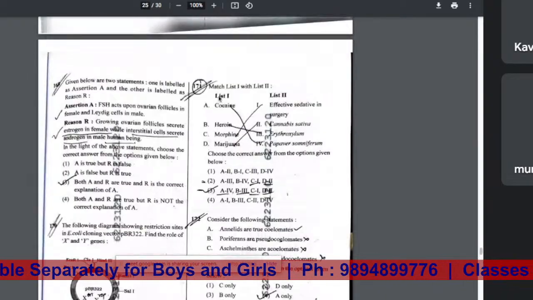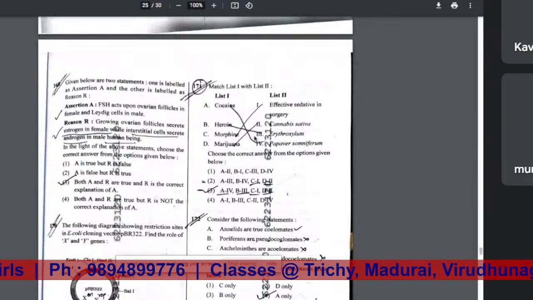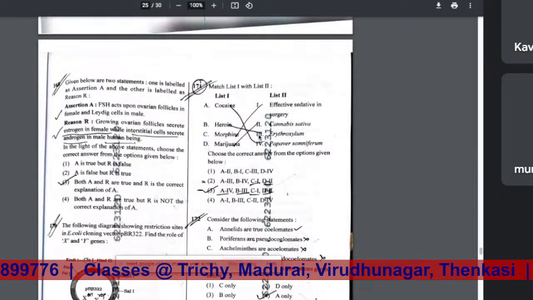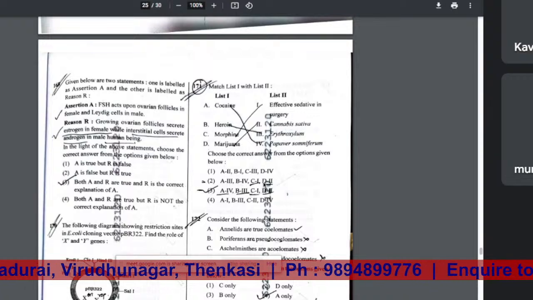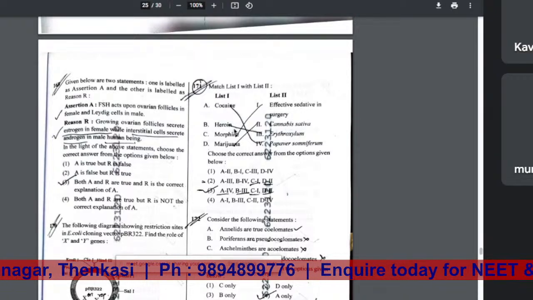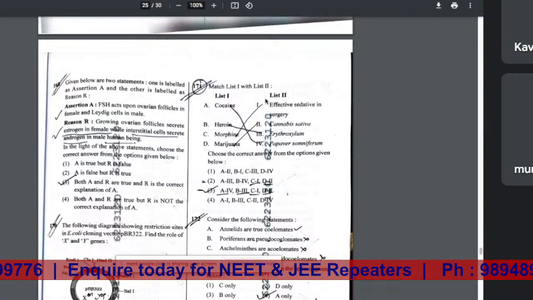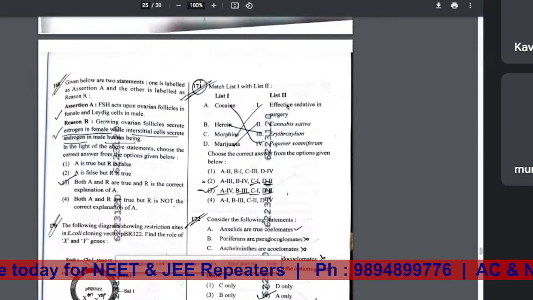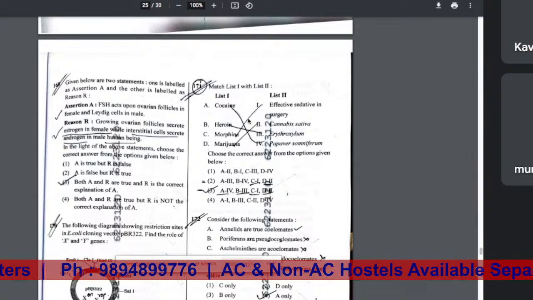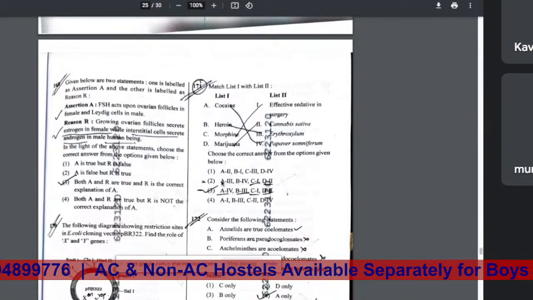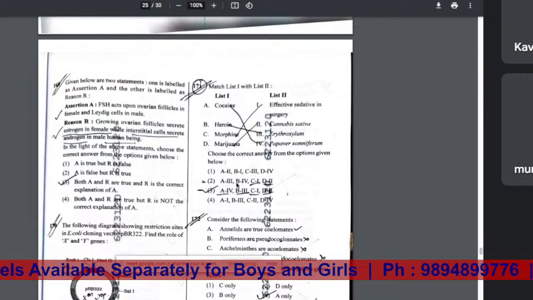Moving on to 171, cocaine, you should know that it is Erythroxylum coca. So A should be 3. If you look at the A with 3 option, you have only the second option, which is B4. Heroin is taken from Papaver somniferum, and morphine is an effective sedative against surgery. Marijuana is Cannabis sativa. So the correct answer is A with 3, which is option 2. For 171, the correct answer is the second one.